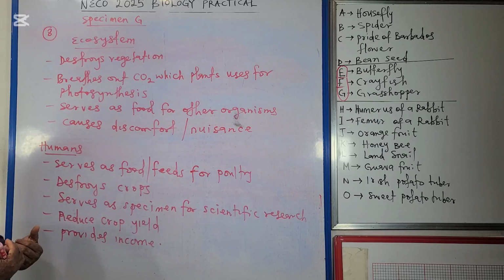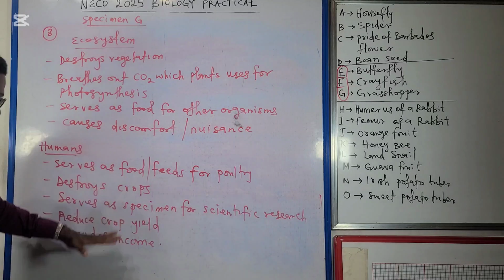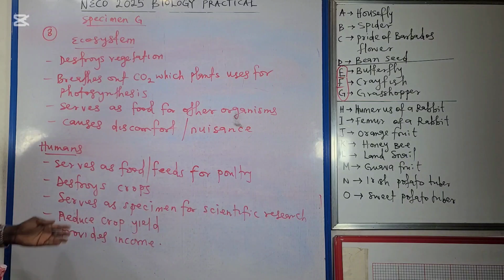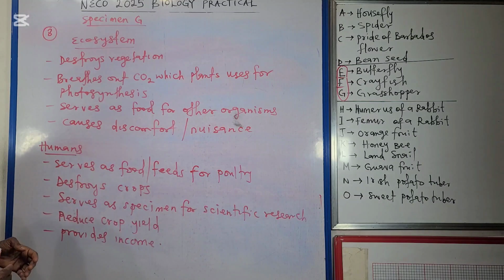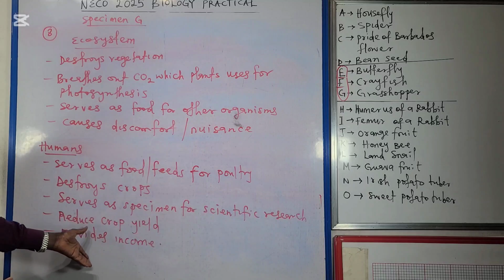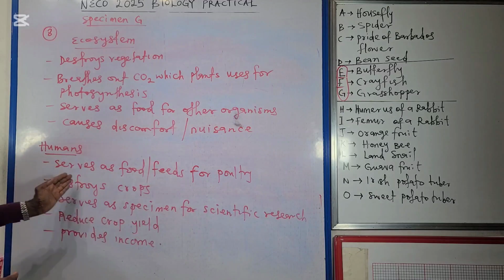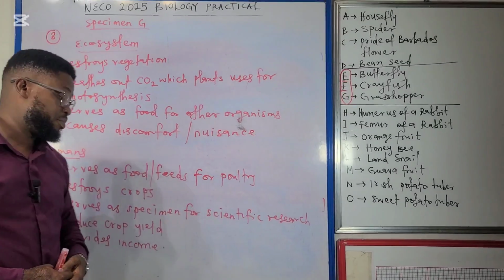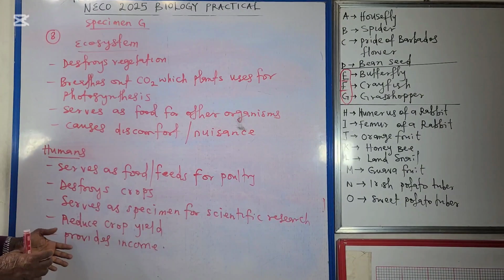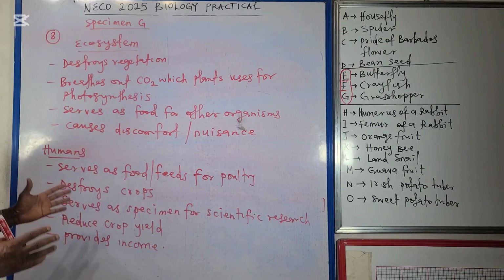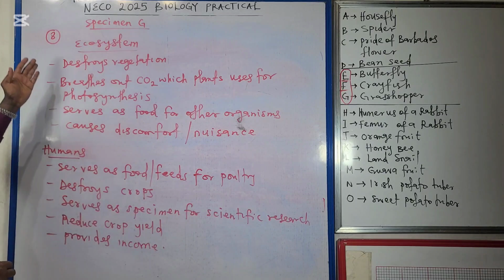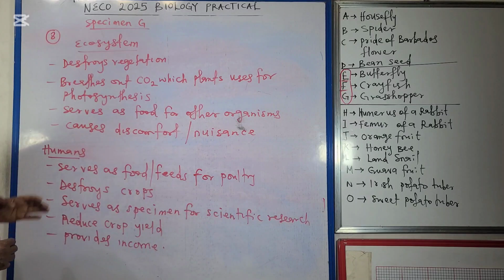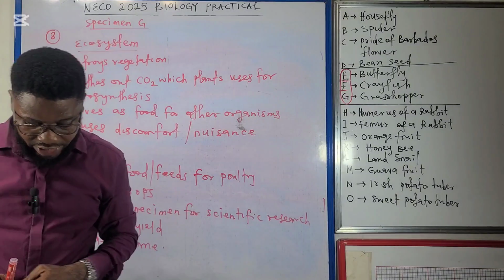There is the harvest we are expecting, but once it is infested or being fed upon by grasshopper, it reduces the crop yield. Also, for those that harvest or hunt grasshoppers, it's a source of income because they are going to sell it as a source of protein to those making feeds for poultry. So it provides income, and that just about ends question 8 on the economic importance of specimen G to its ecosystem and also to humans.